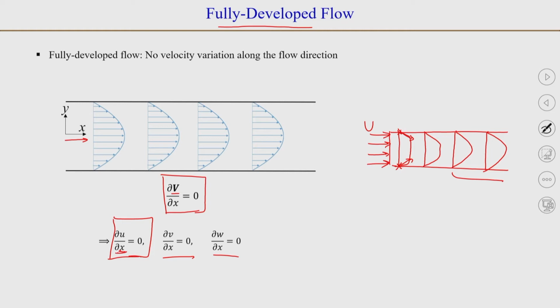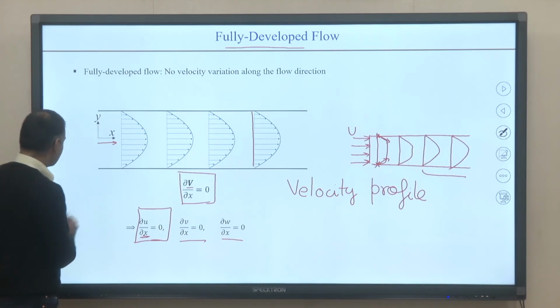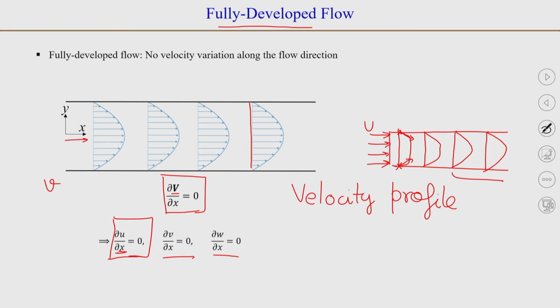Now, we will also come across a term which is called velocity profile, and that we will encounter again and again from now onwards. So, velocity profile simply refers to the variation of velocity along the transverse direction. So, for example, if this is a flow between two parallel plates or flow in a rectangular channel, the velocity profile means the velocity as a function of the y coordinate.